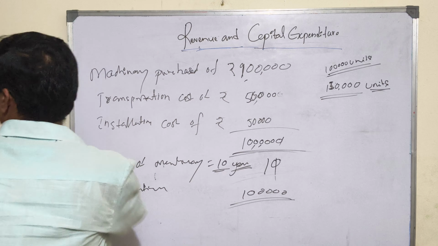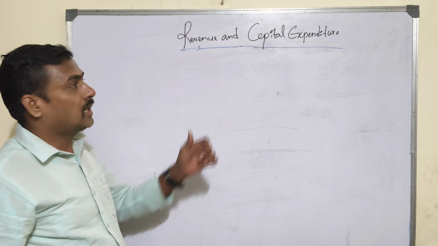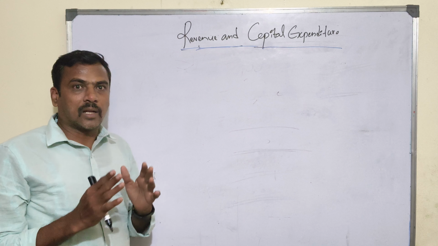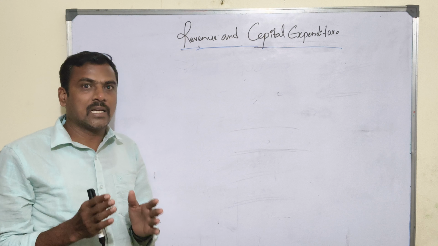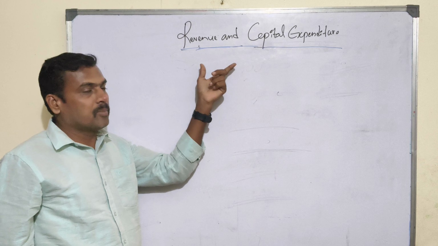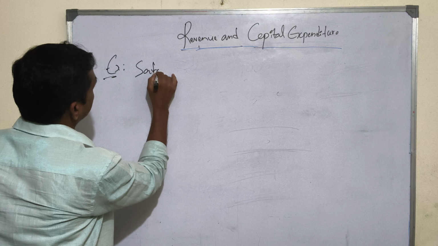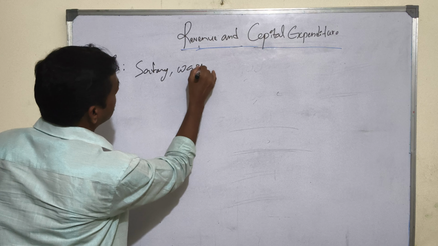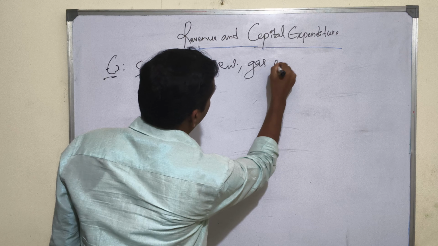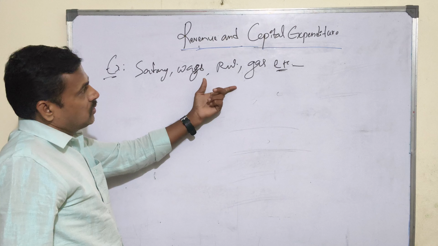So let's talk about revenue expenditures now. What are revenue expenditures? Revenue expenditures are those expenditures whose benefit the company enjoys within the same accounting period. For example, salary, wages, rent, gas, etc. These are all called revenue expenditures.